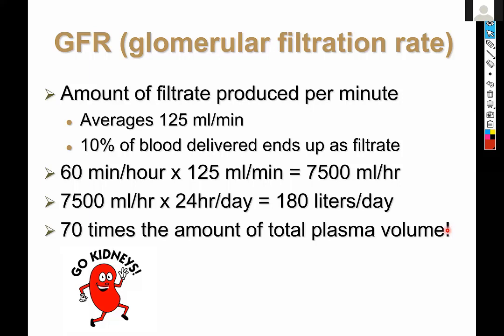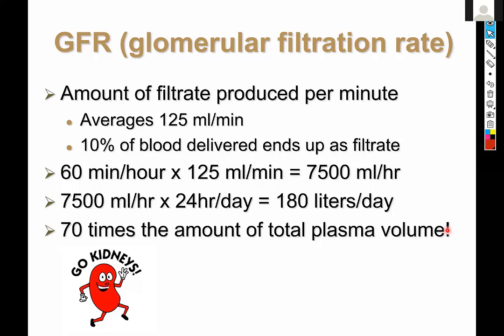So if you multiply this times the minutes in an hour, you get about 125 mils per minute times 60 minutes in an hour. The minutes fall away via reciprocal crossout, and then you get 7.5 liters per hour. Now, are you peeing 7.5 liters per hour? God, I hope not. You would dehydrate to death, but that's how much filtering you're doing. If you then multiply that times how many hours there are in a day, you're filtering your blood in the amount of about 180 liters per day.